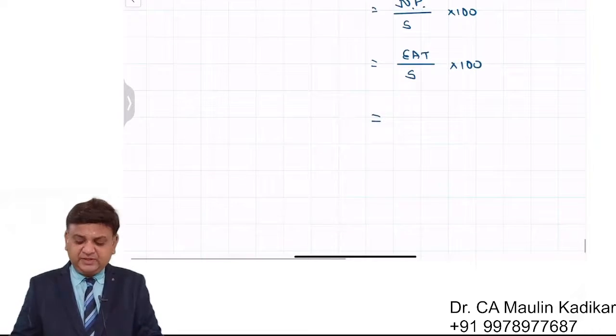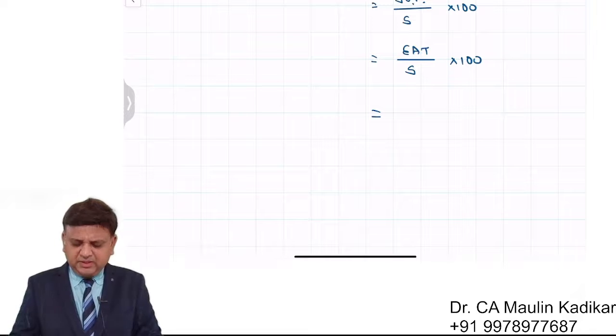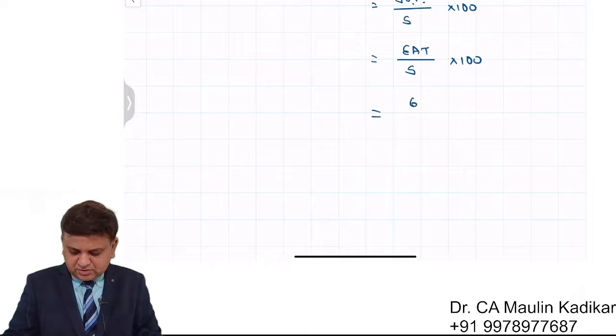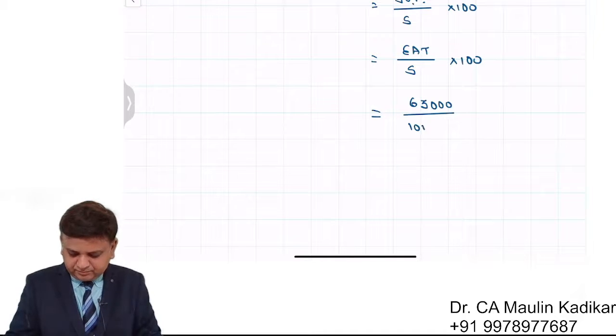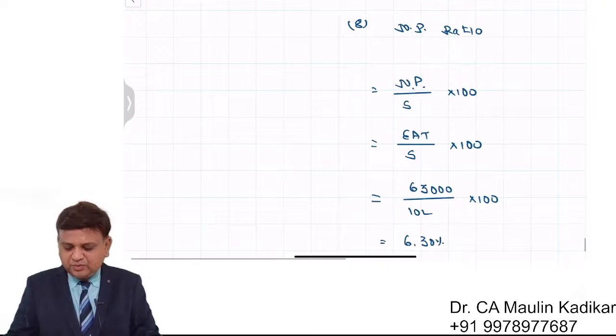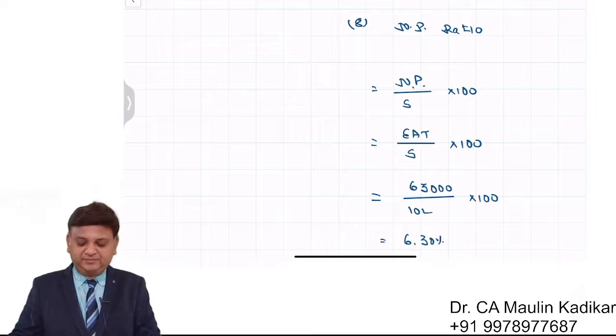Amount of the earning after taxes that we have calculated is an amount of 63,000 on sales of 10 lakhs into 100. That comes to 6.30%.